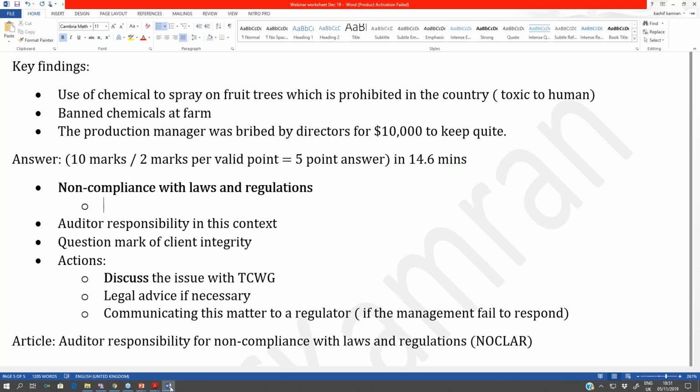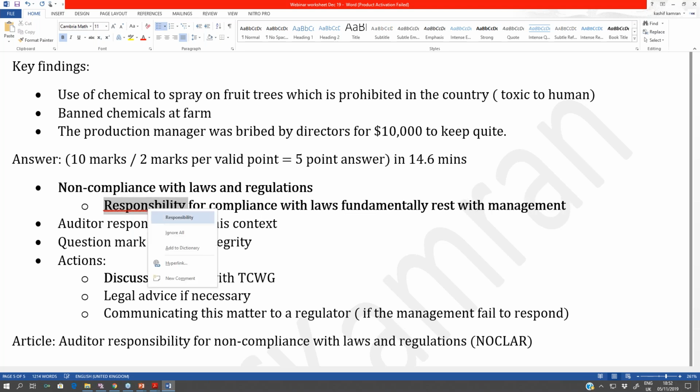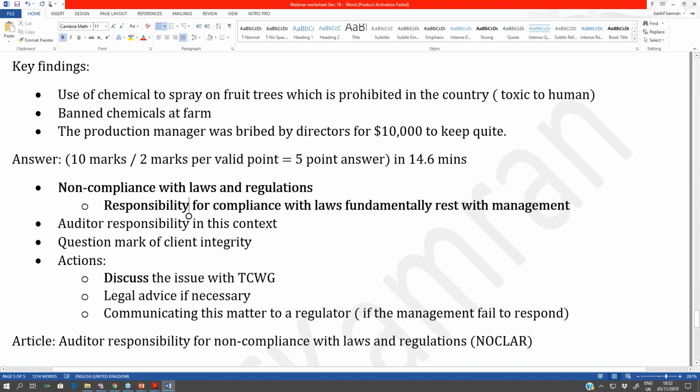Now, when there is a non-compliance with laws and regulations, the very first thing you need to write is that the responsibility for compliance with laws and regulations fundamentally rests with management. So the very first thing you should assure is that the responsibility for compliance with laws and regulations fundamentally rests with the management of this company.